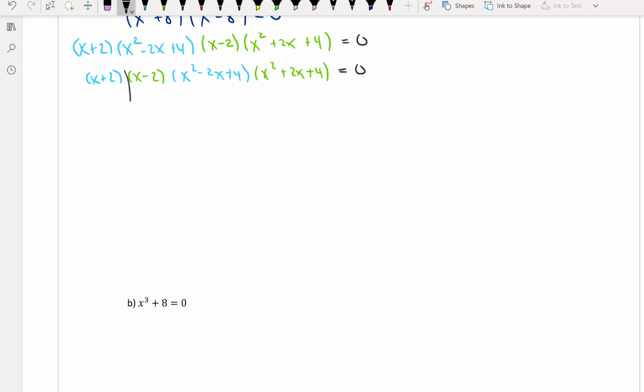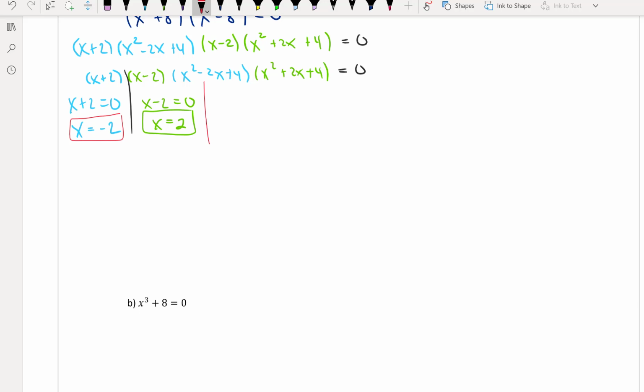So now I can say without a doubt that x plus 2 is equal to 0. So x is equal to negative 2. So that is going to be one of my answers. I also have that x minus 2 is equal to 0. So x is equal to a positive 2. That is going to be another answer that I have. Now, what remains is that x squared minus 2x plus 4.